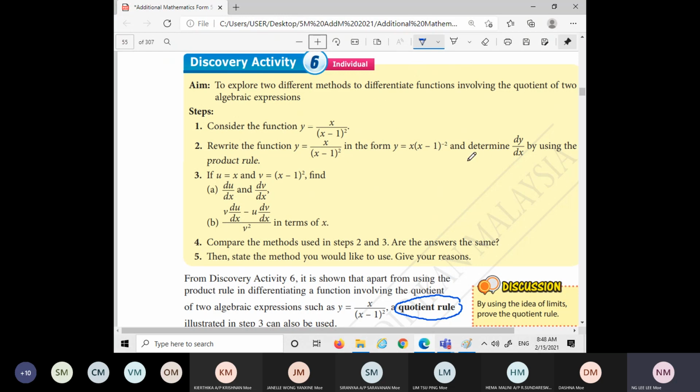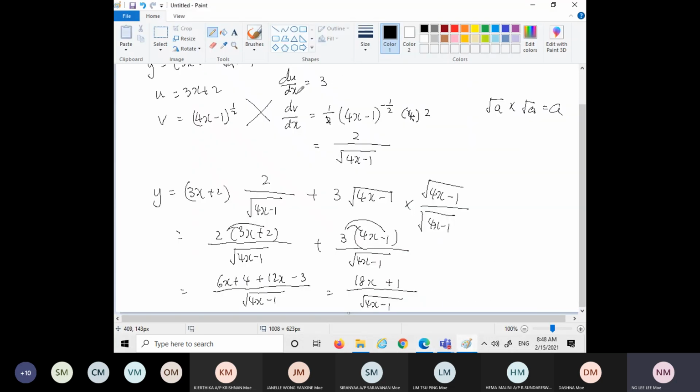First of all, they expand, they rewrite, then use product rules. I don't want to compare already. I straight away use quotient rules and solve it. So maybe I use this example, but use quotient rule straight away to solve it. So no comparison already. You do the comparison after you use the product rules. After that, you compare with my quotient rules and see whether same or not. So I come back here.